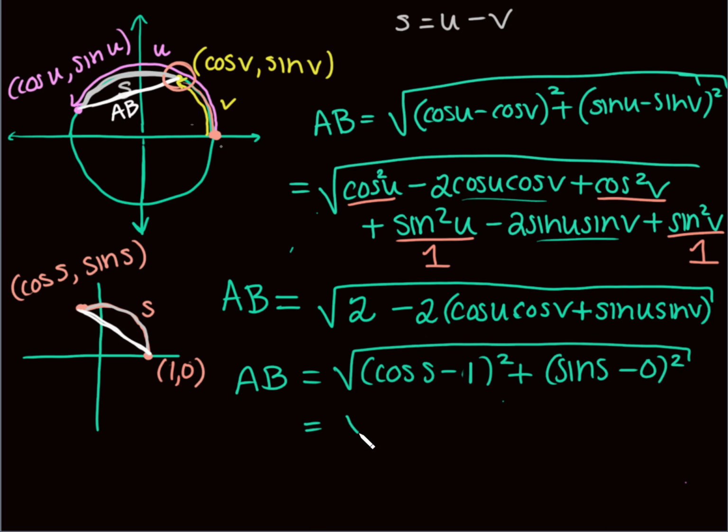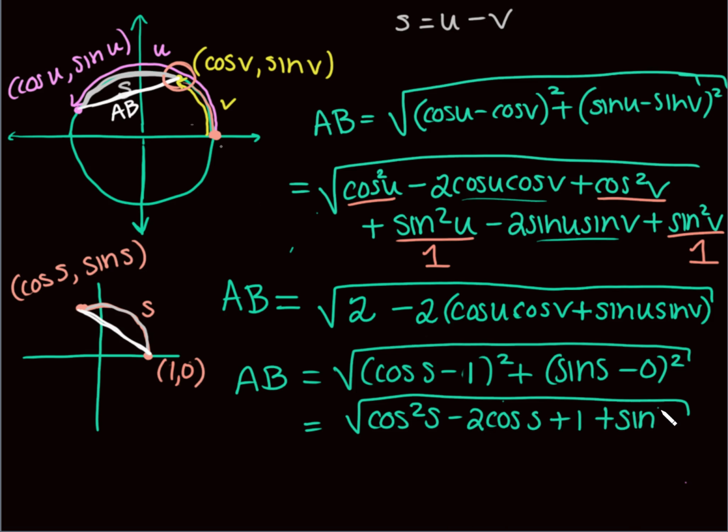Foil this out and look at what we get. I get cosine squared S minus 2 cosine S plus 1, and then this is, of course, plus sine squared S. And so I'm going to do the trick that I did before. Cosine squared plus sine squared is 1. And then I add this 1 to it, and that's where I get the 2. So I get 2 minus 2 cosine S.